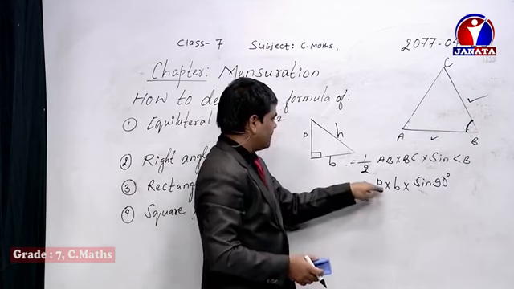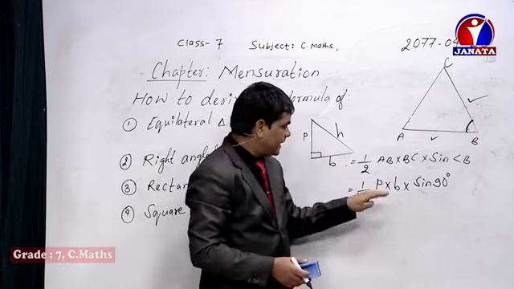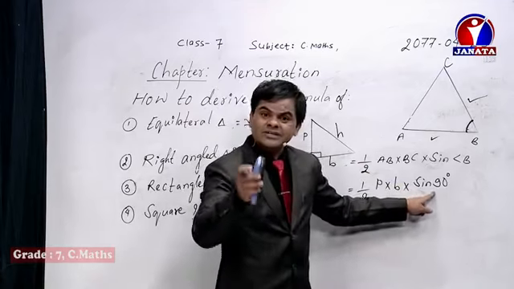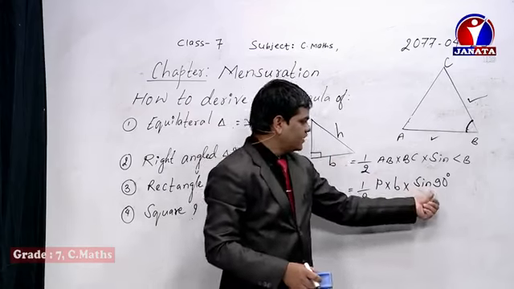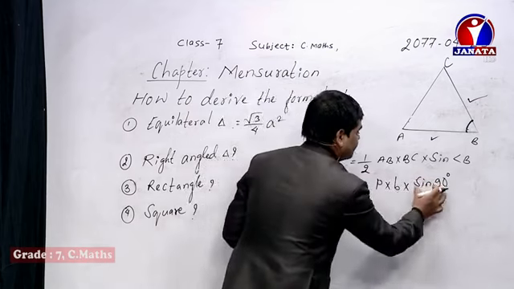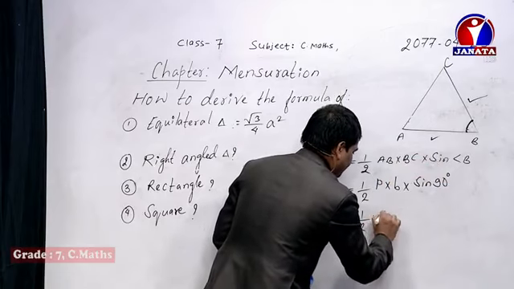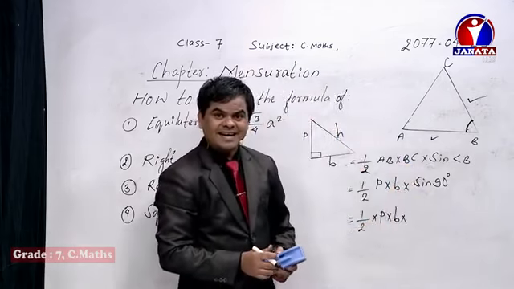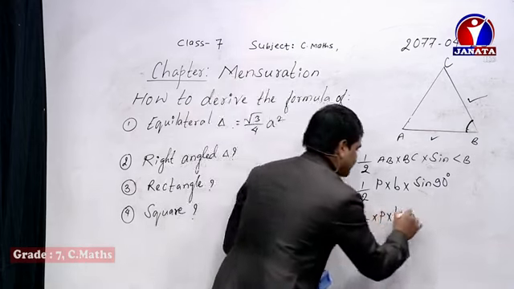1 by 2, in the place of AB there will be P, and in the place of BC there will be B, and then the middle angle: in the equilateral triangle there was 60 degrees. Here, as it is a right angle triangle, the middle angle comes as 90 degrees. So let's keep the value of sine 90 degrees. What happens? 1 by 2 perpendicular into base into, what is the value of sine 90 degrees, dear student? The value of sine 90 degrees is 1. So let's keep 1 here.